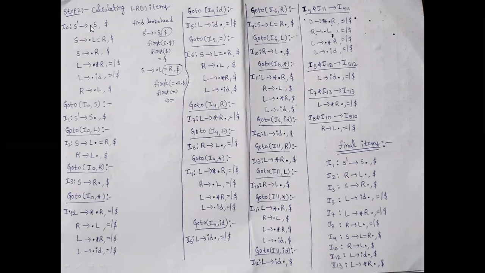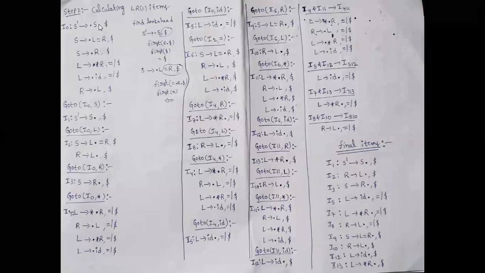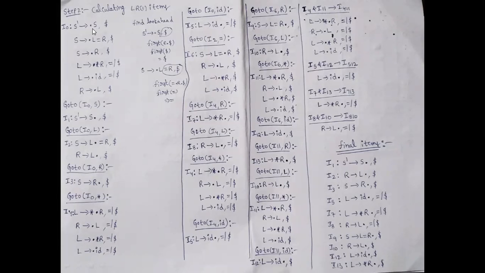So after the dot we have S, only one production. So we are applying go to on this one. So this dot is moving one position to the right. Okay. So the production becomes S dash produces capital S dot comma dollar. So we are writing the look ahead as it is. So no need to change the look ahead. Okay.